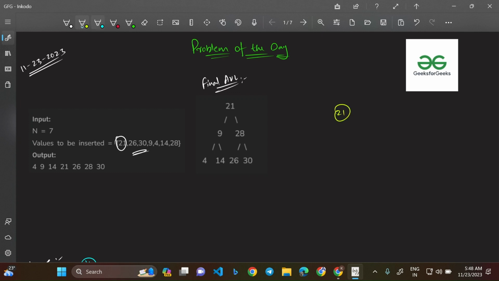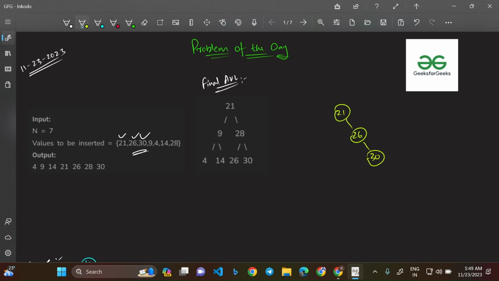21. Okay, and now we have 26. I'll just erase this. 21 is done. Now we have 26. So where do you insert 26? Because 26 is greater than 21, you insert that to your right. 26 is inserted here. And now come to 30. So where do you insert 30? 30 is greater than 21, so come to your right side, and 30 is also greater than 26, so come to its right side.